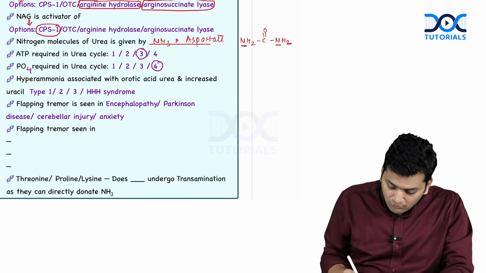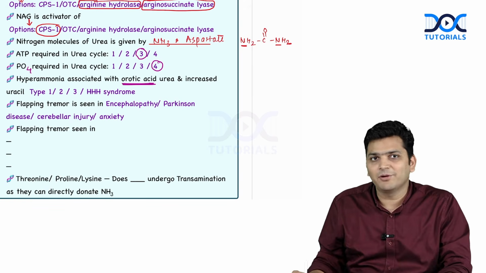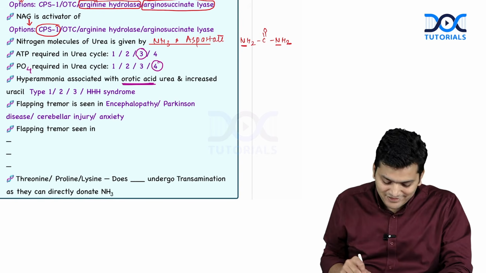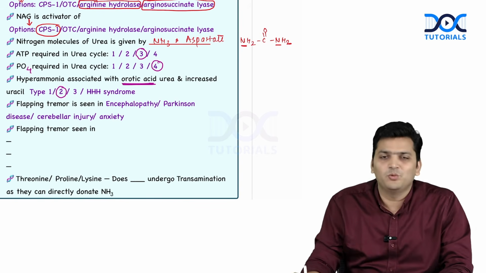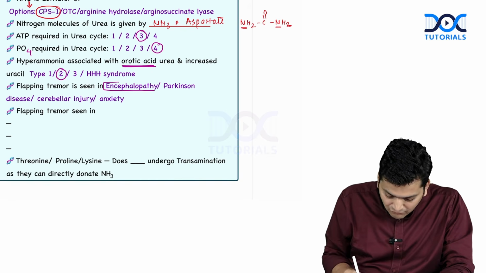How many phosphates are required? 4. Hyperammonemia with orotic aciduria. The moment you see orotic acid with hyperammonemia, which disease is it going to be? Where is the problem? Hyperammonemia type 2. Flapping tremors. It is seen in hepatic encephalopathy.